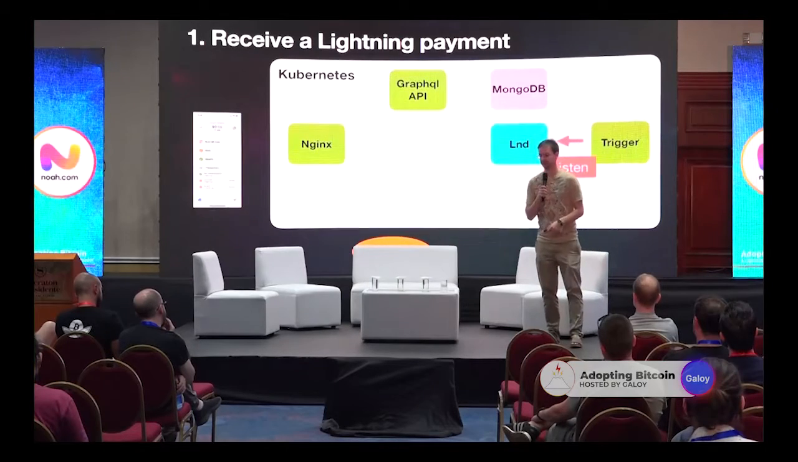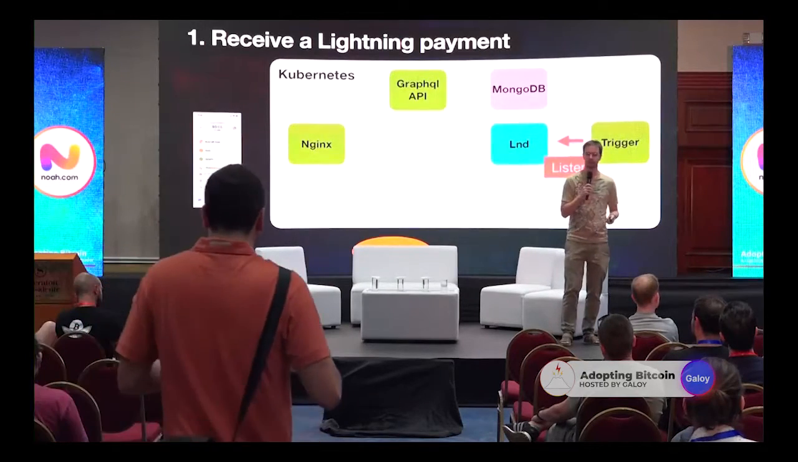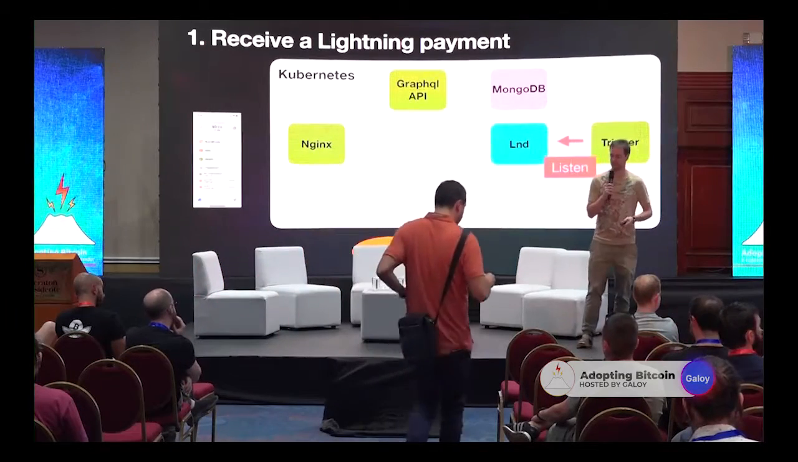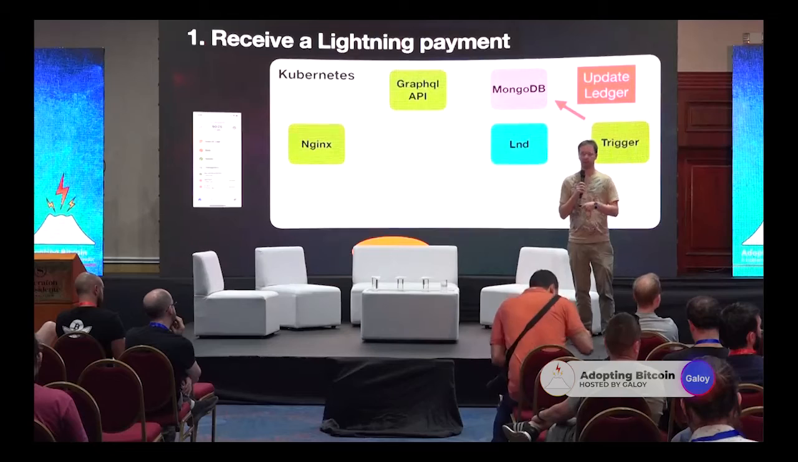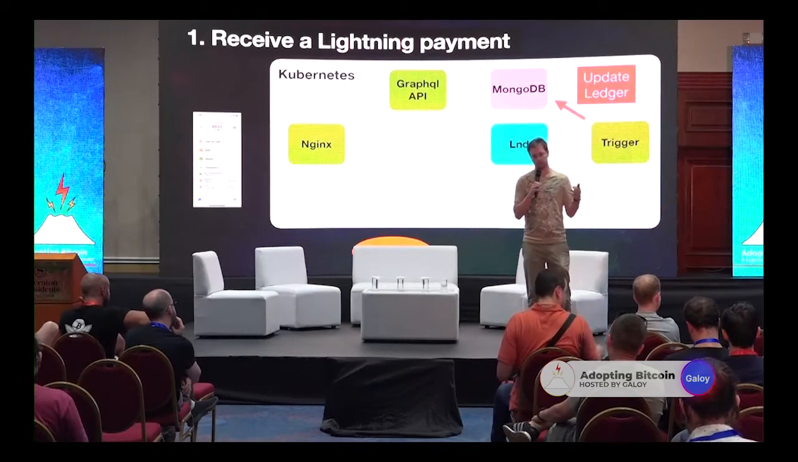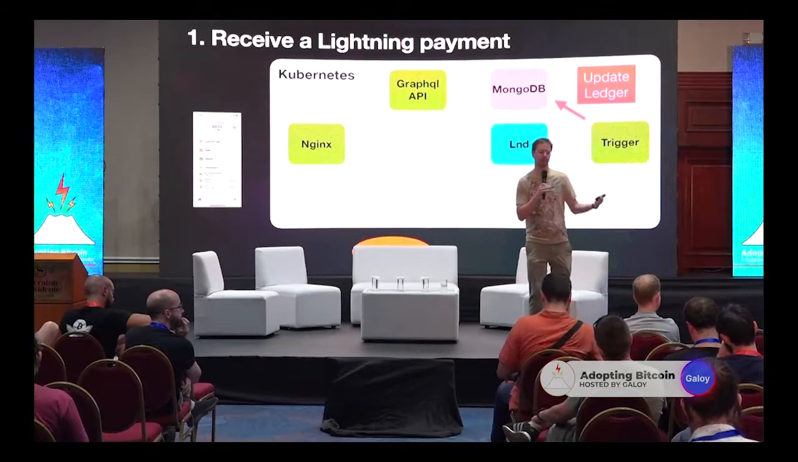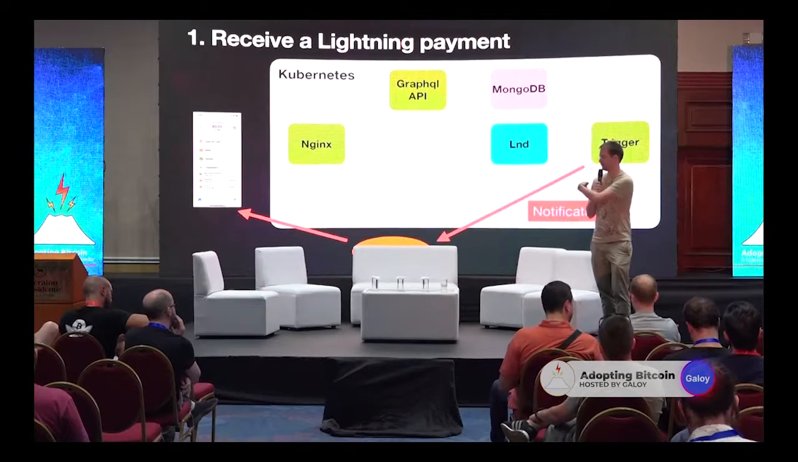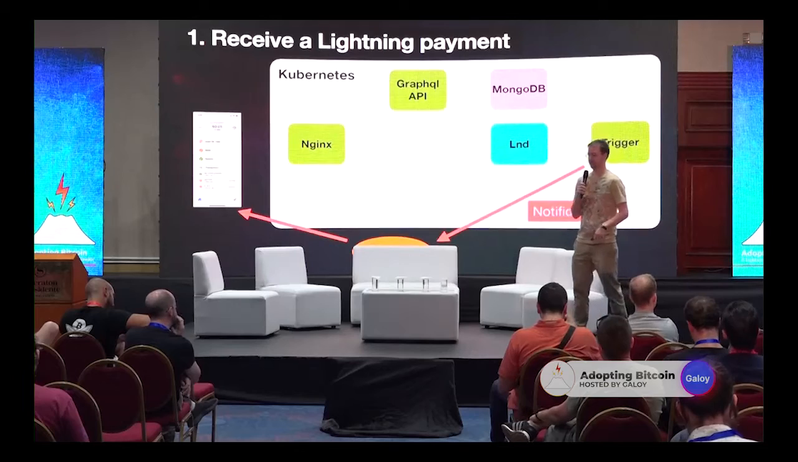It's a microservice that is listening to LND and gets informed when a payment has arrived. It has the details it needs to be able to go and look up in the database which invoice was paid, which user was it associated with, and we update our internal ledger so that the balance is reflected correctly. And finally, we will send a notification out via Firebase.